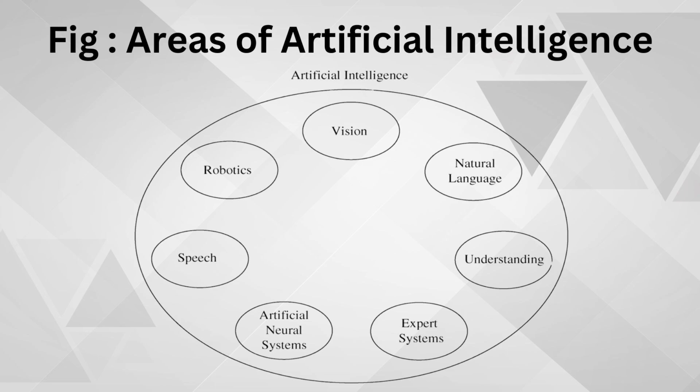Now, areas of artificial intelligence. The areas include robotics, developing intelligent robots capable of performing tasks in the physical world, from industrial automation to healthcare assistance and even exploration. Computer vision, enabling machines to interpret and understand visual information from the environment, used in facial recognition, object detection, image and video analysis, and even autonomous vehicles.